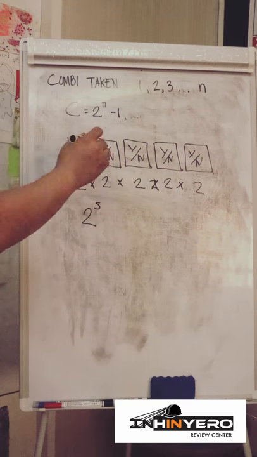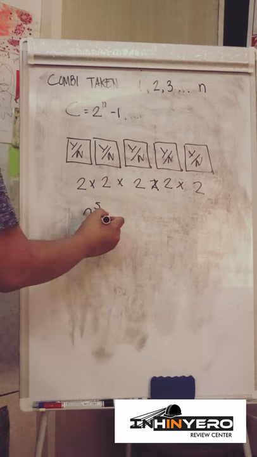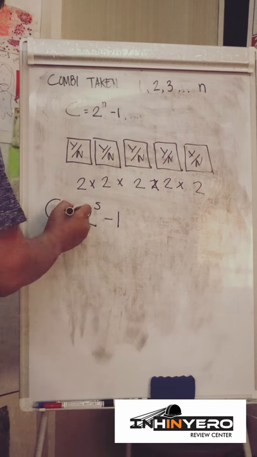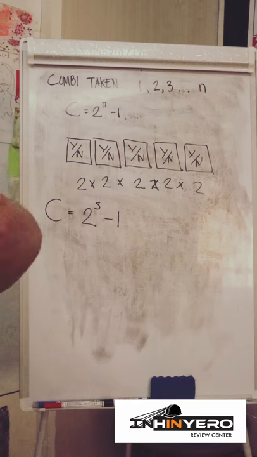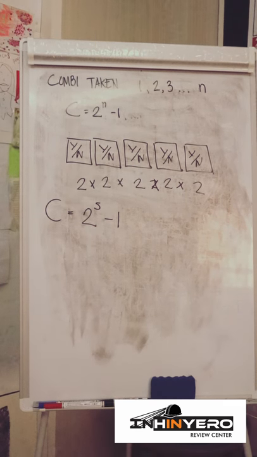So, each of that, there are 2 possible outcomes. 2 and 2 and 2 and 2 and 2. Kaya nga siya.